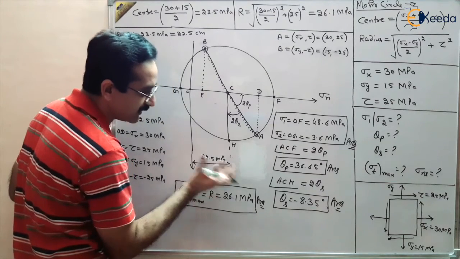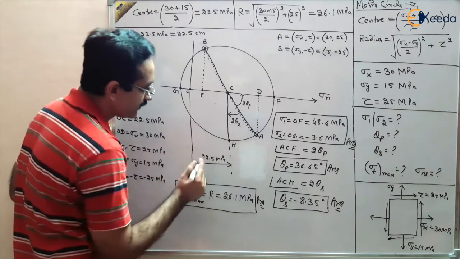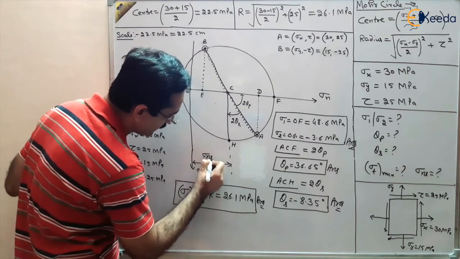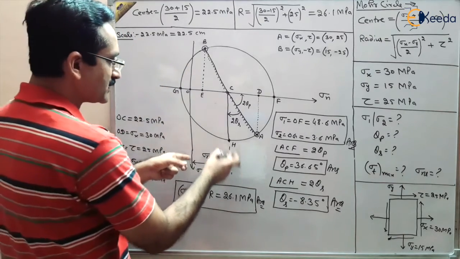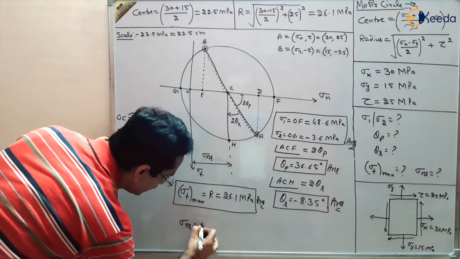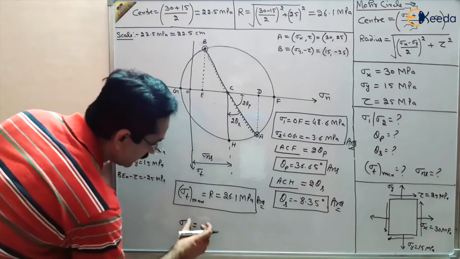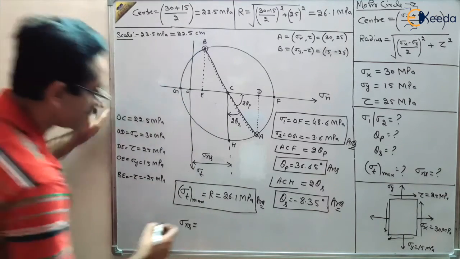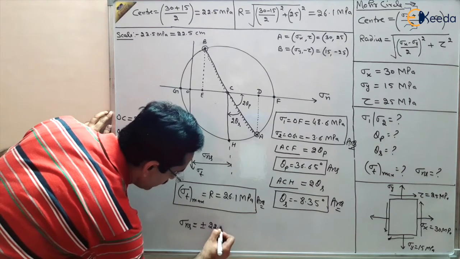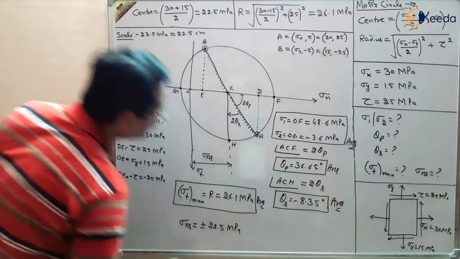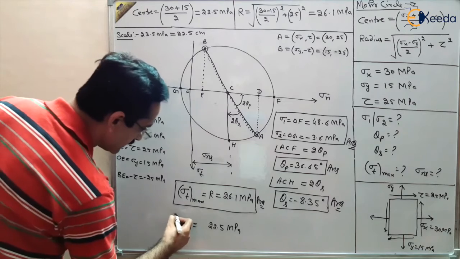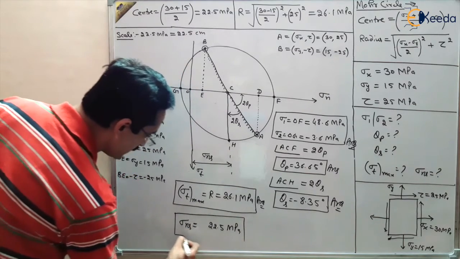So already this is the center, basically OC. So basically this is the center as well as sigma ns. So we can also write here sigma ns, the normal stress at the plane of maximum shear stress. And sigma ns is given by the X coordinate of the center, and that is equal to 22.5, so this will be plus minus 22.5 megapascal, right? In this case it is only plus, so we can write 22.5 megapascal. This is one more answer.